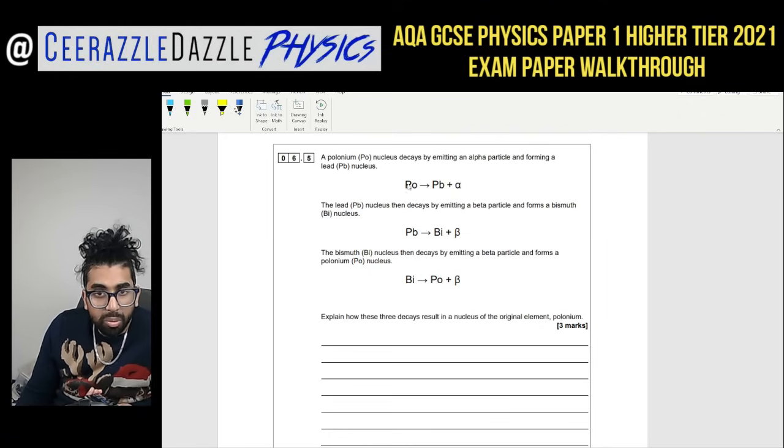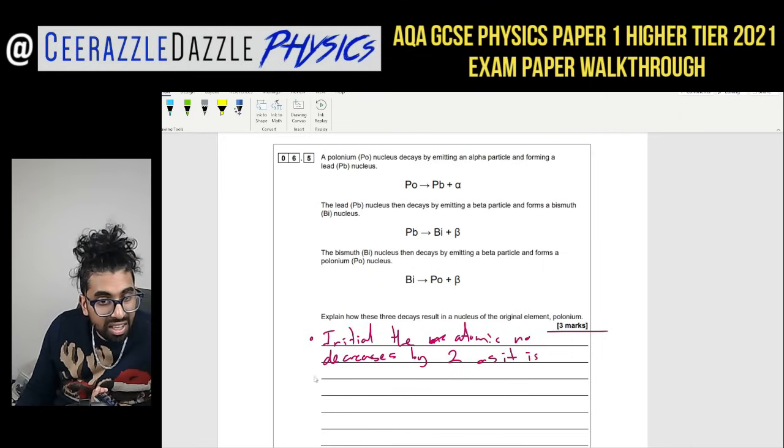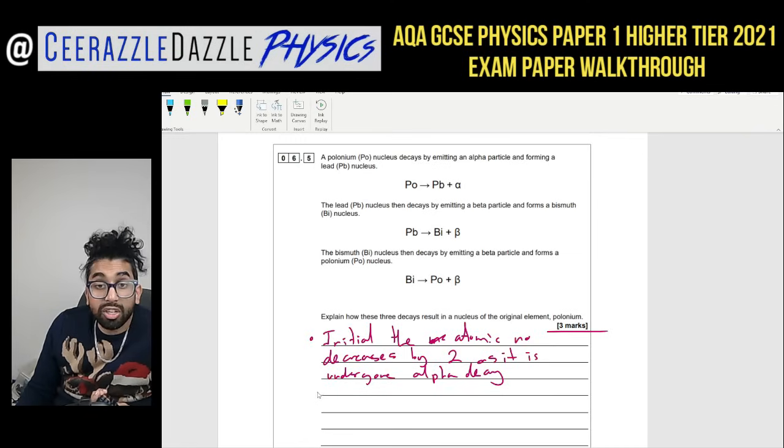Well, first of all, hopefully we remember that when alpha decay occurs, so initially at the start, 3 marks here, we know that the atomic number decreases by 2, yes, because it's alpha decay. Decreases by 2 as it has undergone alpha decay. But now it's undergone alpha decay. What happens when it undergoes beta decay?